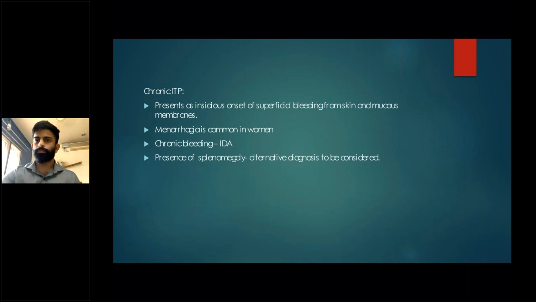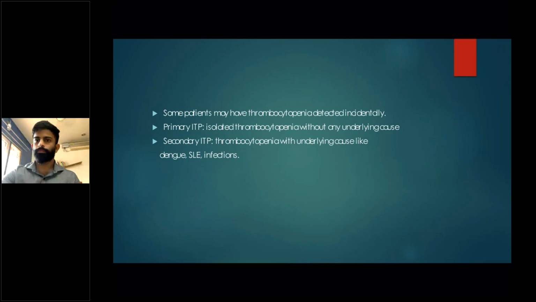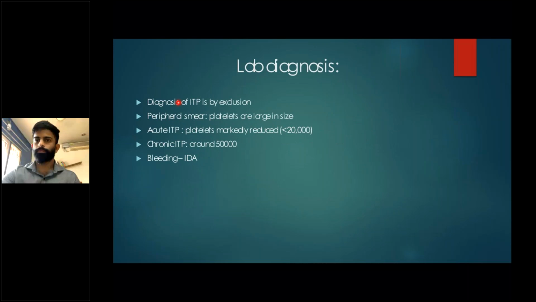If the bone marrow biopsy is normal, you can start treating the patient for ITP. Some patients may have thrombocytopenia detected incidentally. In primary ITP, there is isolated thrombocytopenia without any underlying cause. In secondary ITP, there is an underlying cause like dengue, SLE, or infections. Lab diagnosis of ITP is by exclusion. You have to go through all the tests.